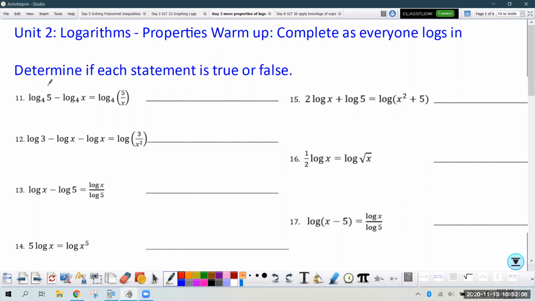Okay, so for number 11, when we have the bases that are the same with subtraction, we can divide the argument, so that is true. Let's see if it works the same for 12. Yep, that one is also true. Now 13 is false because you don't divide the logs, you just divide the arguments.